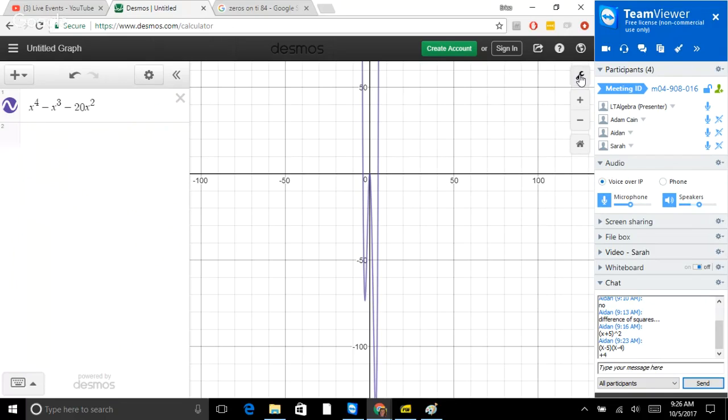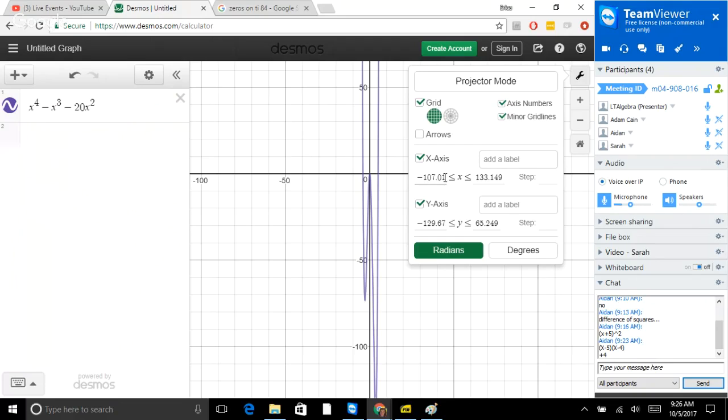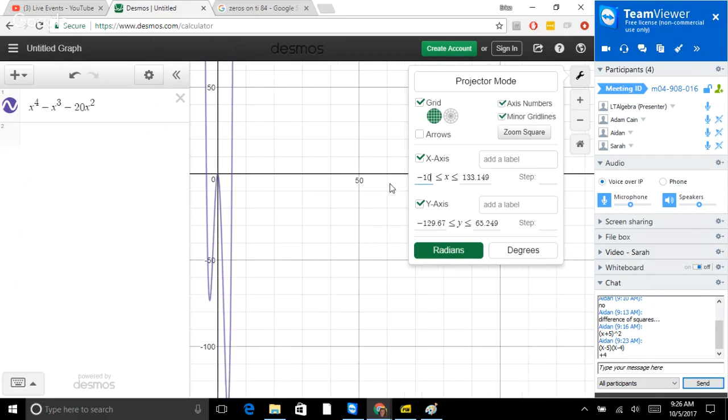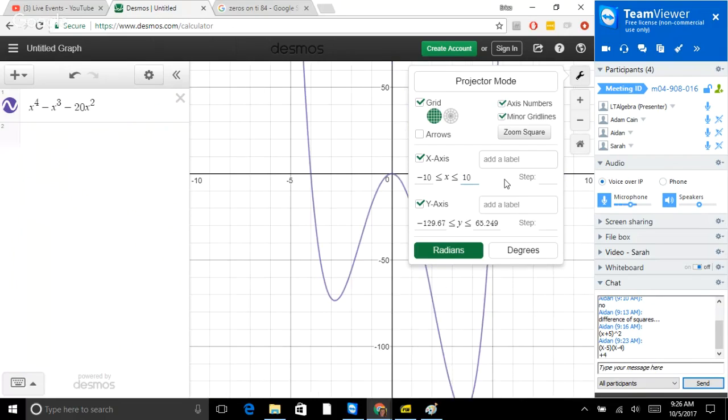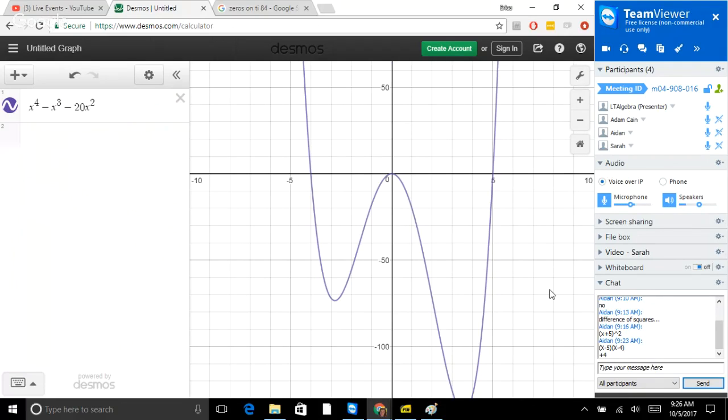So if you ever want to set your graph in Desmos, you can set your X and Y axis by going under your settings. You can also do this in your TI calculator if you go under Zoom. I think it's Zoom. You can go in there and set it.